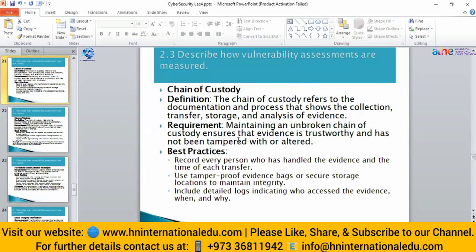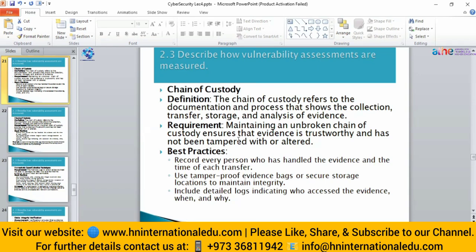Then the chain of custody. It means the documentation and the process that shows how the collection is transferred, stored, or analyzed. Here, you maintain an unbroken chain of custody, meaning you have to ensure that the evidence is trustworthy and has not been tampered with or altered. In chain of custody, you show how one piece of evidence is related to the other, and that the evidence is original.